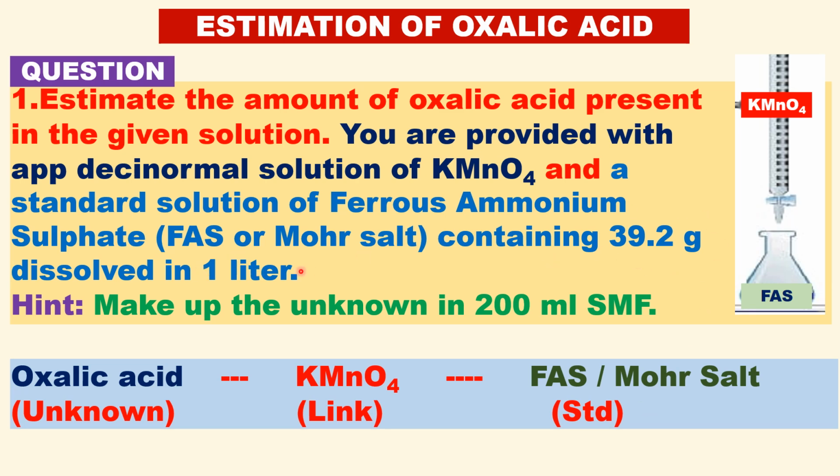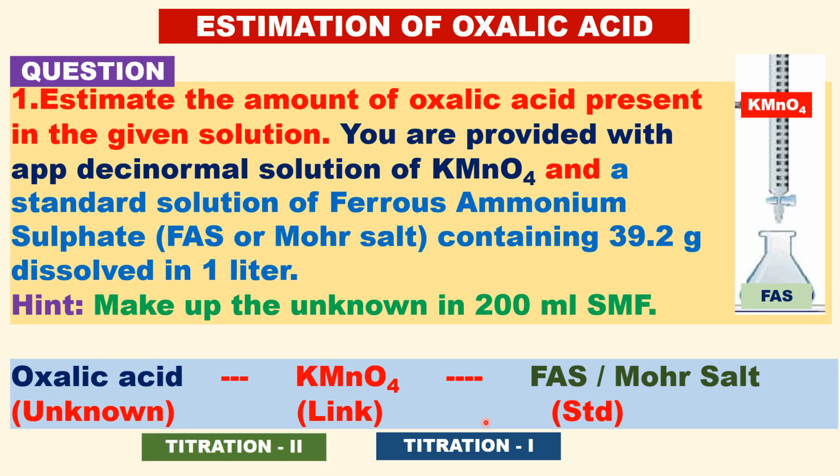And then there are two titrations. The amount of oxalic acid is estimated by double titration method. In the first titration, let us standardize KMnO4 using the standard. This is the first titration. And then titration 2 is the estimation of oxalic acid using standardized KMnO4. Okay, we'll see in detail.